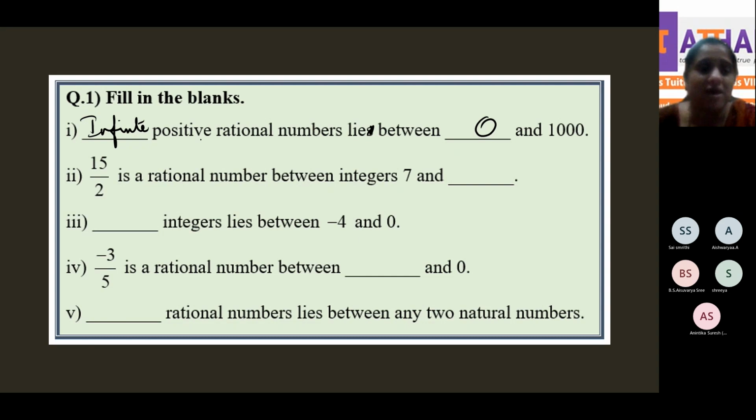Why 0 and 1000? Because positive rational numbers. Positive. So to the left of 0 is all negative rational numbers. Now, why 0? Why not 1? Because between means 0 will not be included, and 0 need not be included because 0 is neither positive nor negative. 0 is an integer. 0 is neither a positive integer nor a negative integer. It's just an integer. Infinite positive rational numbers lie between 0 and 1000.